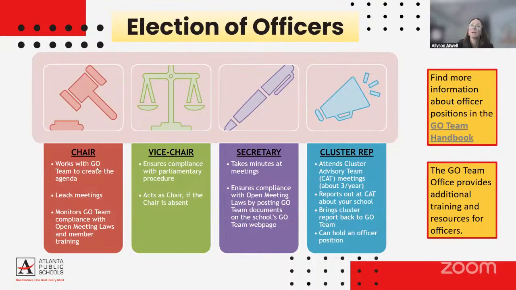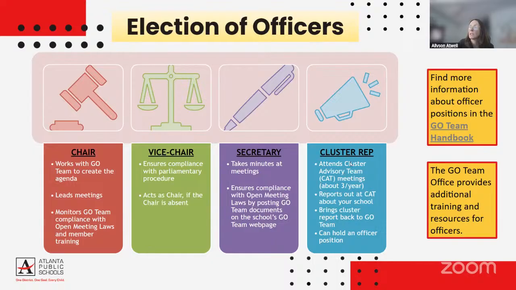The chair works with the Go Team to help create the Go Team agenda, leads the meetings, monitors Go Team compliance with open meeting laws and member training. The vice chair ensures compliance and acts as chair if the chair is absent. And then the secretary takes minutes at meetings and also ensures compliance with open meeting laws by posting Go Team documents on the school's Go Team website.